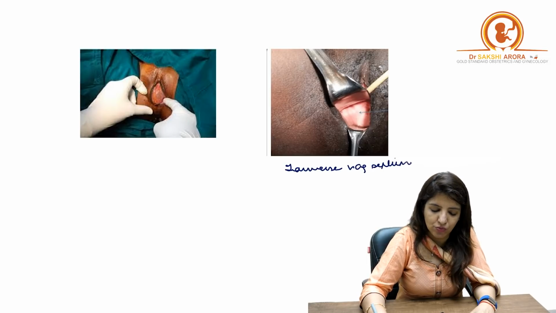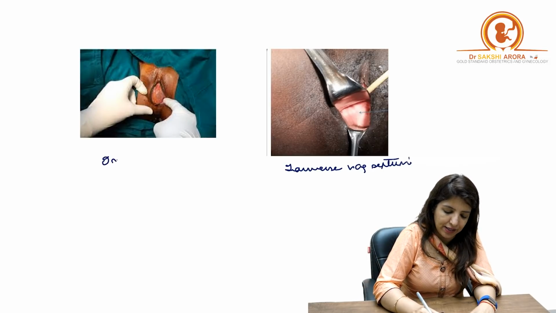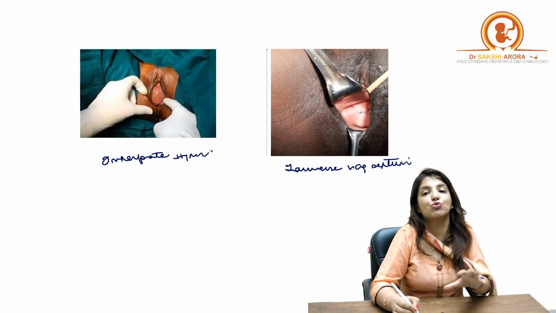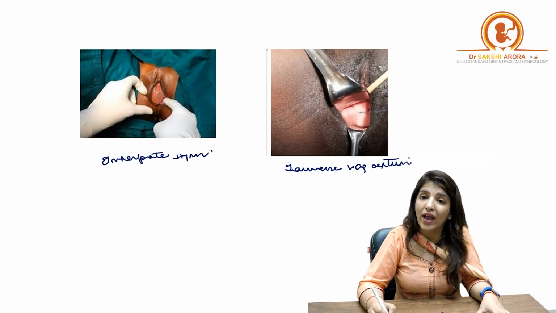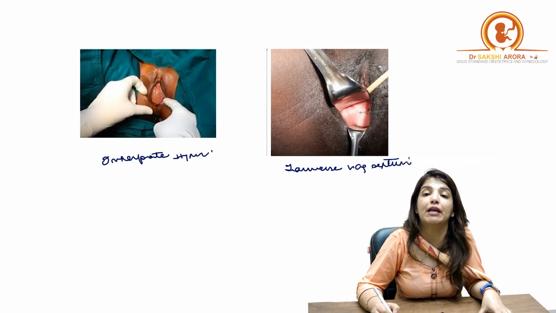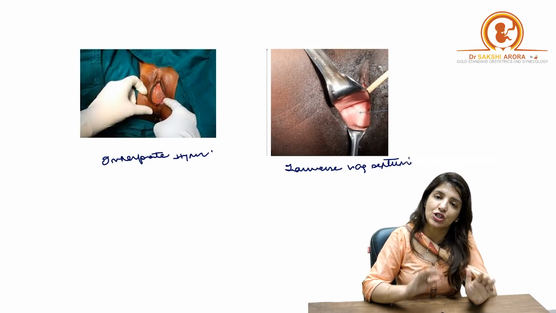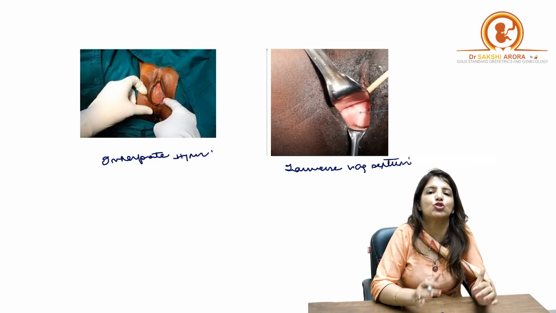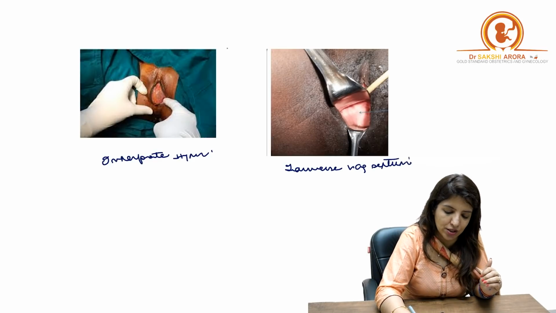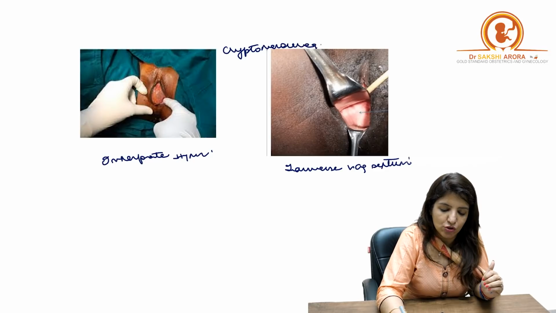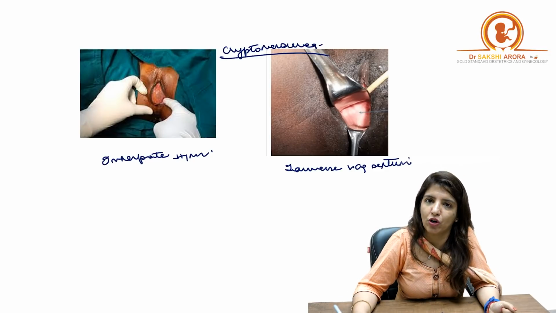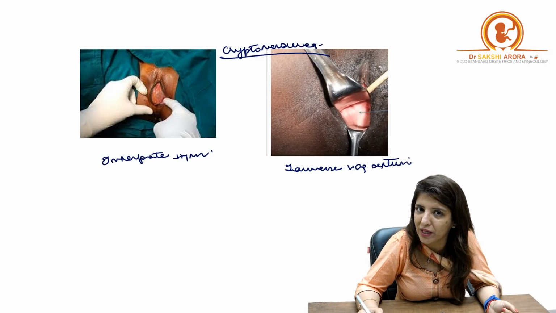In transverse vaginal septum and in imperforate hymen, in both these conditions, you can get a similar picture where the menstrual blood is unable to come out, right? Patient menstruates normally, but menstrual blood is unable to come out, and this is what is called cryptomenorrhea. So there are two reasons for cryptomenorrhea. How are you going to differentiate between them?